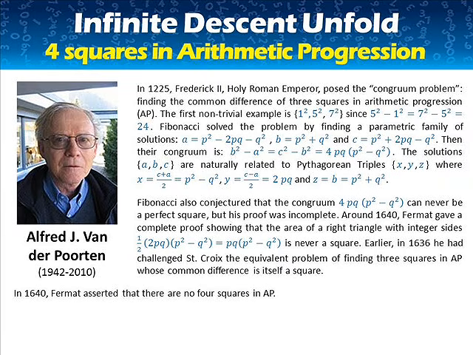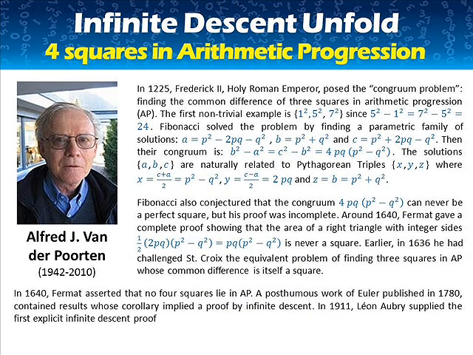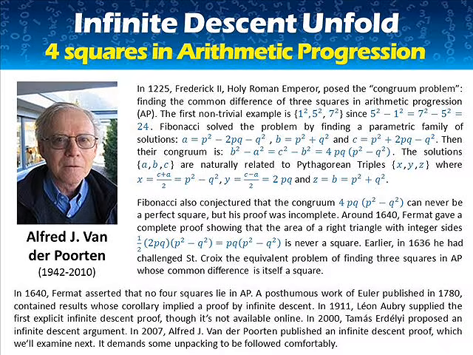In 1640, Fermat asserted that no four squares lie in arithmetic progression. A posthumous work of Euler's, published in 1780, contained results whose corollary implied a proof by infinite descent. In 1911, Lenhard supplied the first explicit infinite descent proof, though it's not available online. In 2000, Tamás Erdélyi proposed an infinite descent argument. In 2007, Alf van der Poorten published an infinite descent proof, which we'll examine next. It demands some unpacking to be followed comfortably.